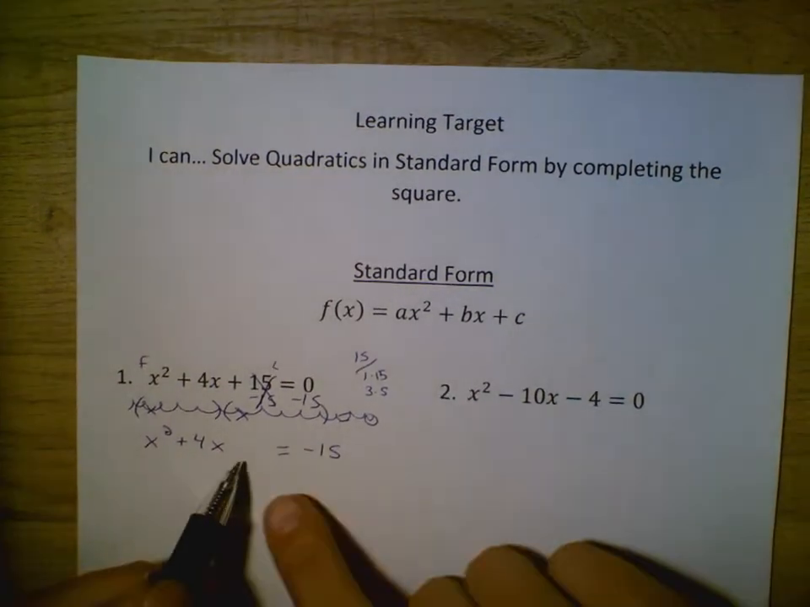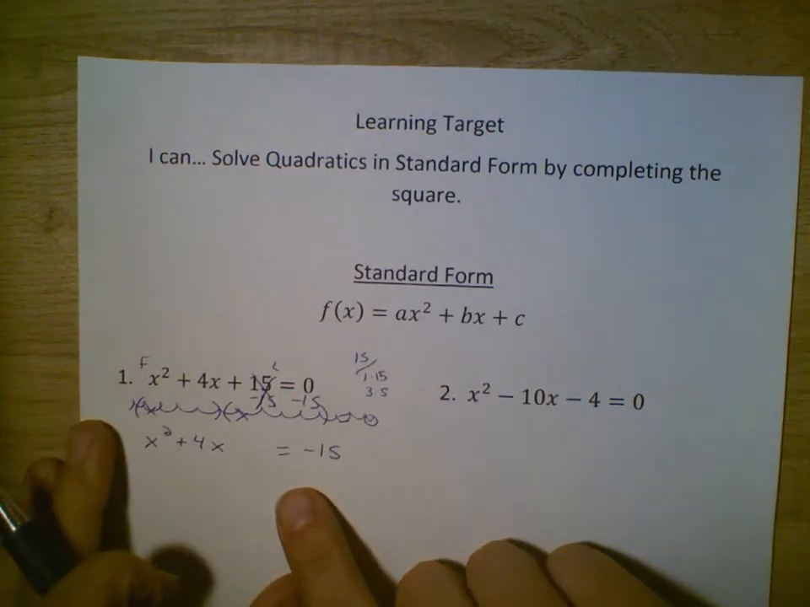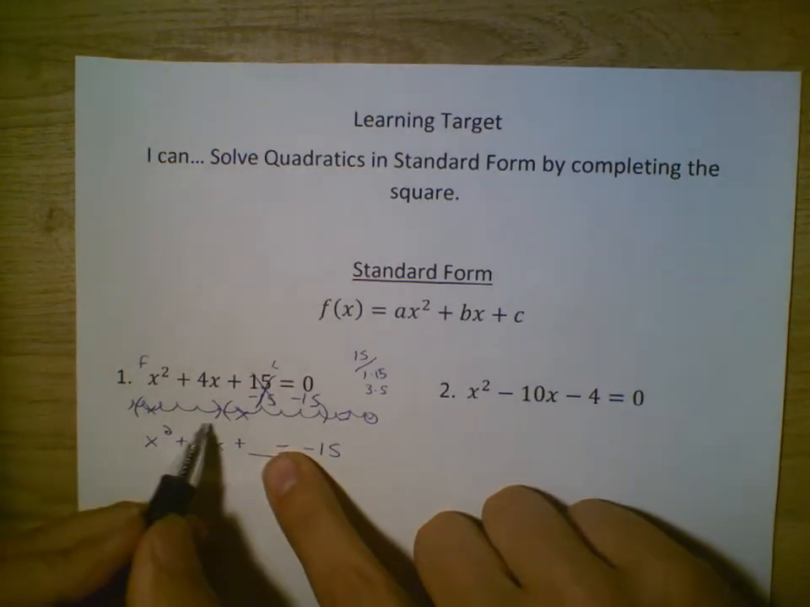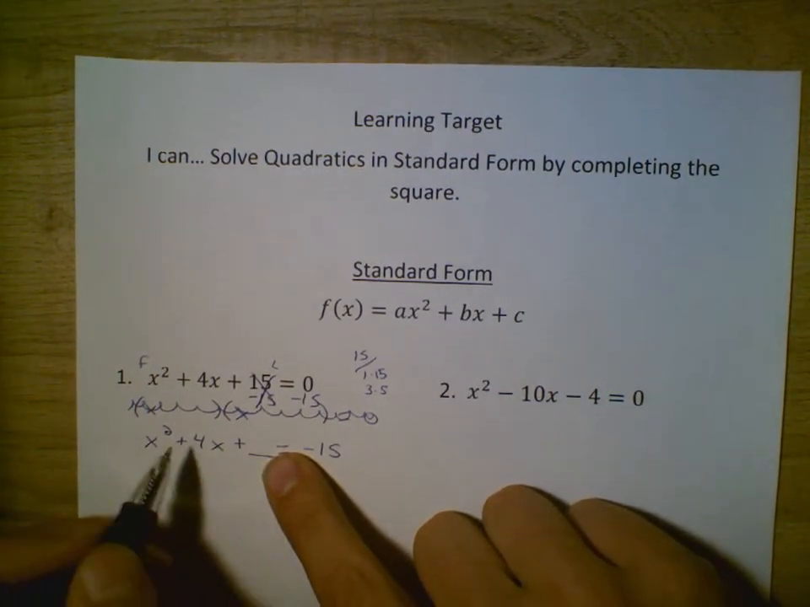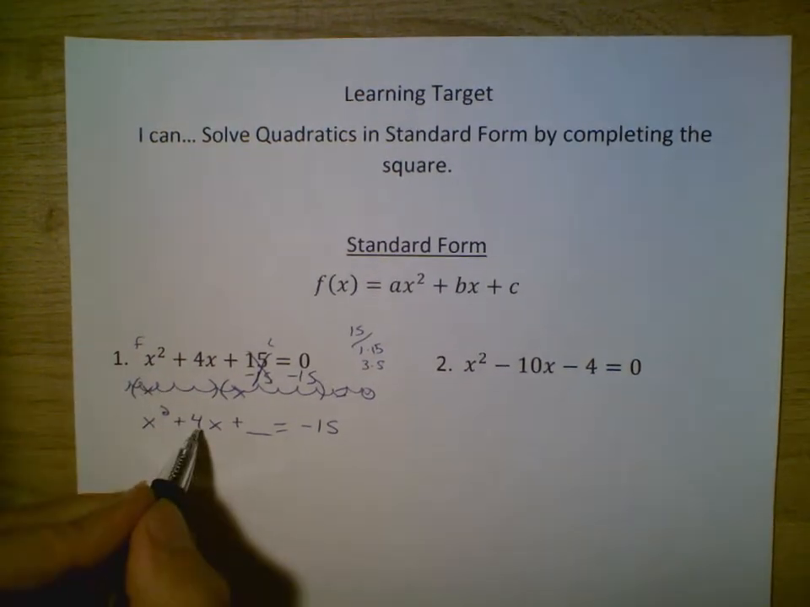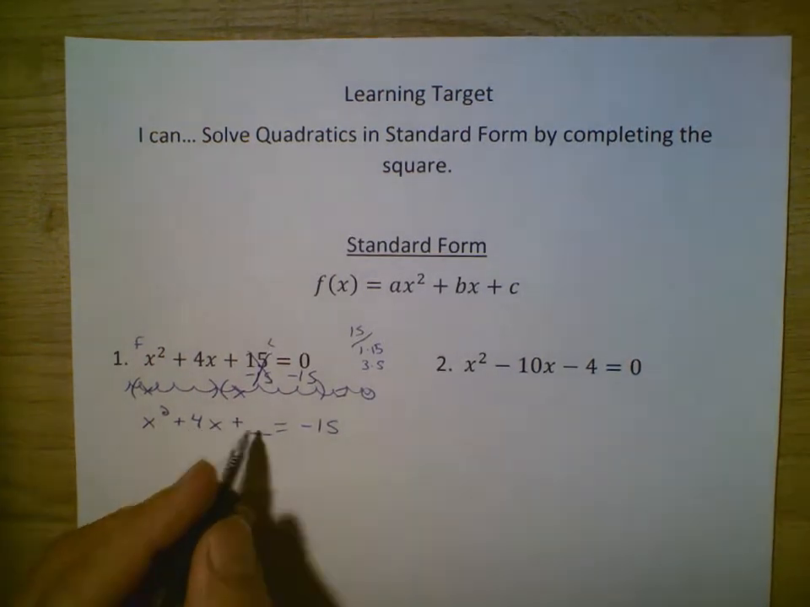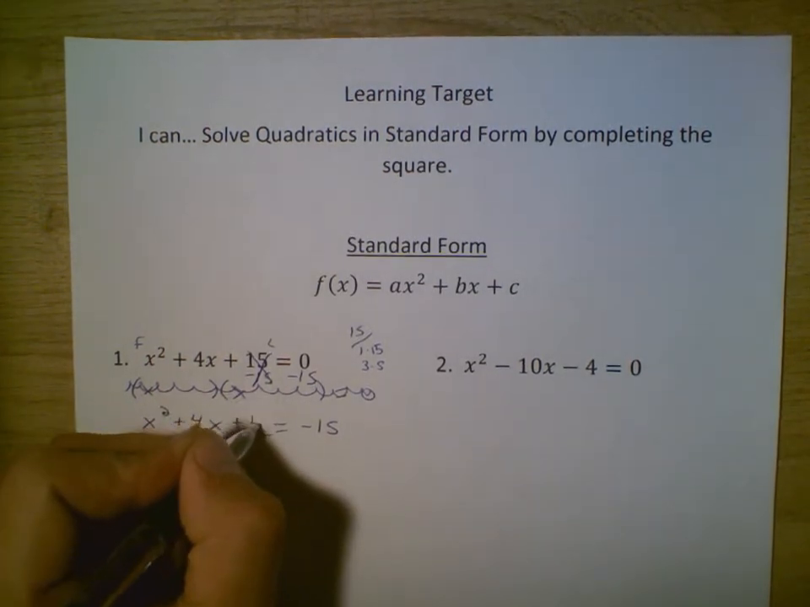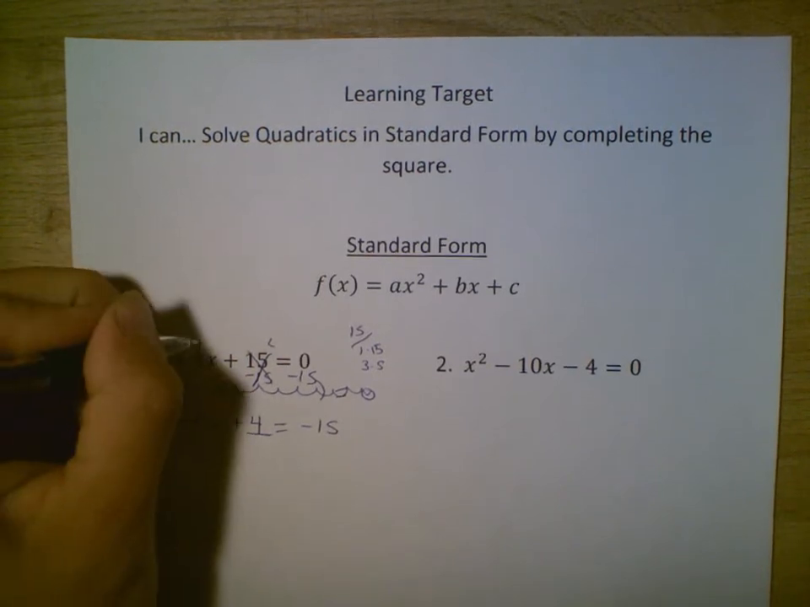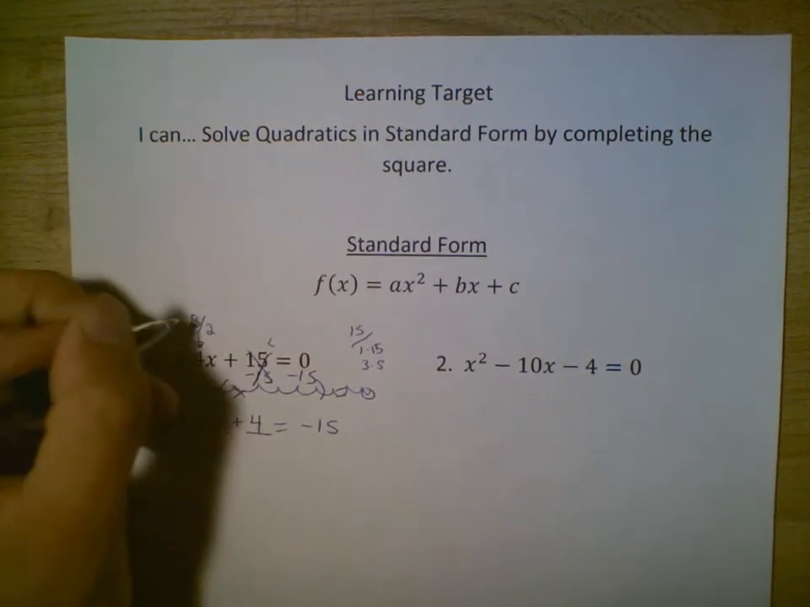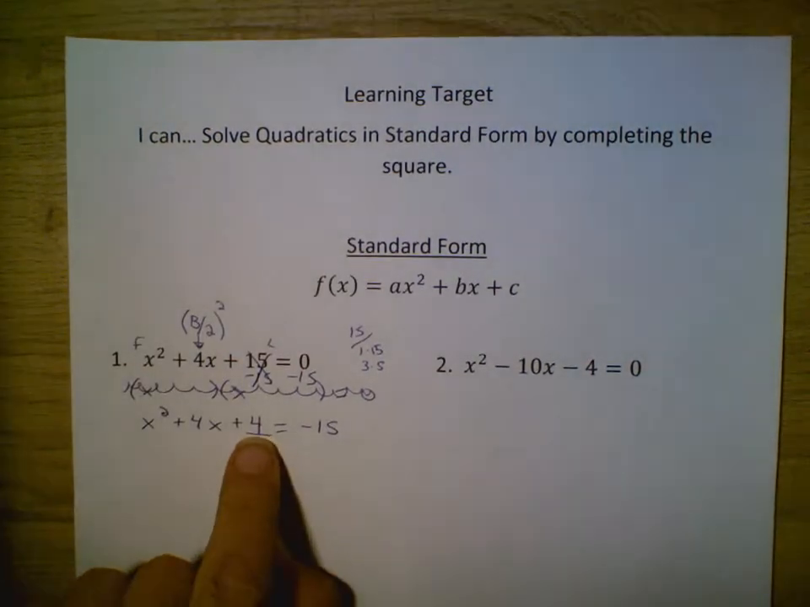Now, you'll notice I left a gap here, and I did that intentionally because I'm going to add a number that will allow me to factor this. The way I get that number is I take half of the middle number and I square it. So I'm taking half of 4. Half of 4 is 2, and then I want to square that number. 2 squared is 4. Just to recap, I'm taking the b value, taking half of it, and then squaring whatever that is, and that's the number I'm going to add.